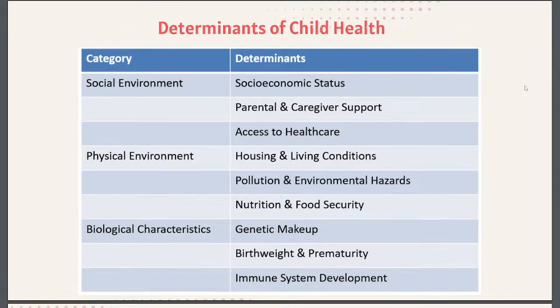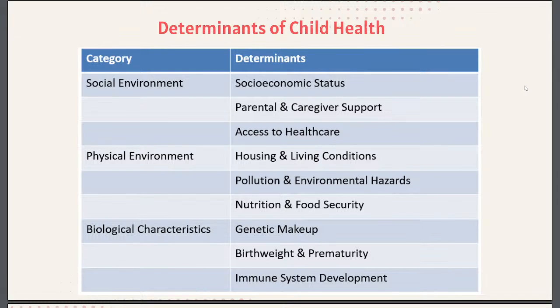A child which is more than 2.5 kgs is likely to have a better outcome in terms of health and survival as compared to a child who is less than 2.5 kgs. So, birth weight becomes a very important determinant of child health. And secondly, the immune system development, obviously one of the biological characteristics. There are many layers of information that will be taught to you in future classes when you become an MBBS and further on if you decide to become a pediatrician. But some of the most basic things that you need to understand about child health, what are the causes, will be dealt with in this particular class.